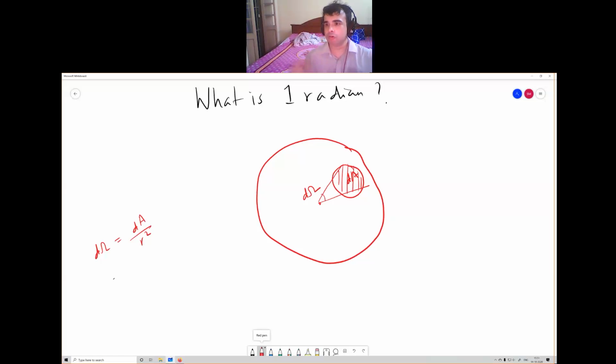Right? Which is correct. Or in other words, if this area is equal to the area of a square with side r, then this angle is 1 steradian. Exactly what you have said. The area would be r square. So this will be 1 steradian. Is it okay? Is it clear? Any doubt, any questions?